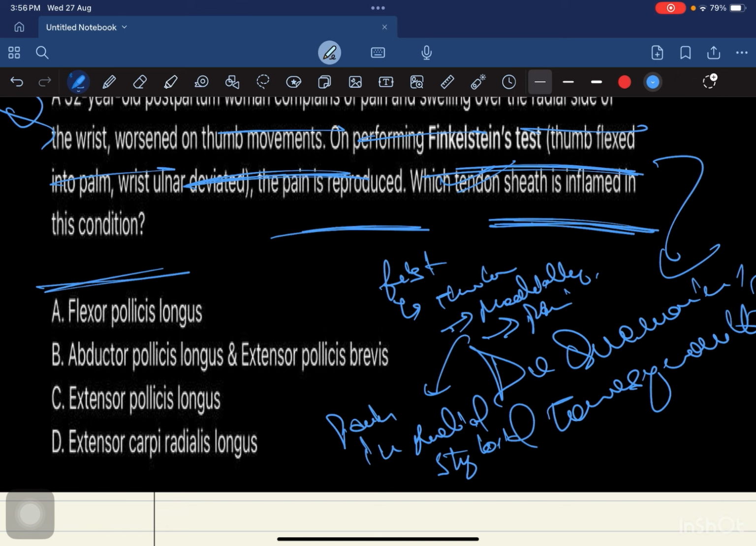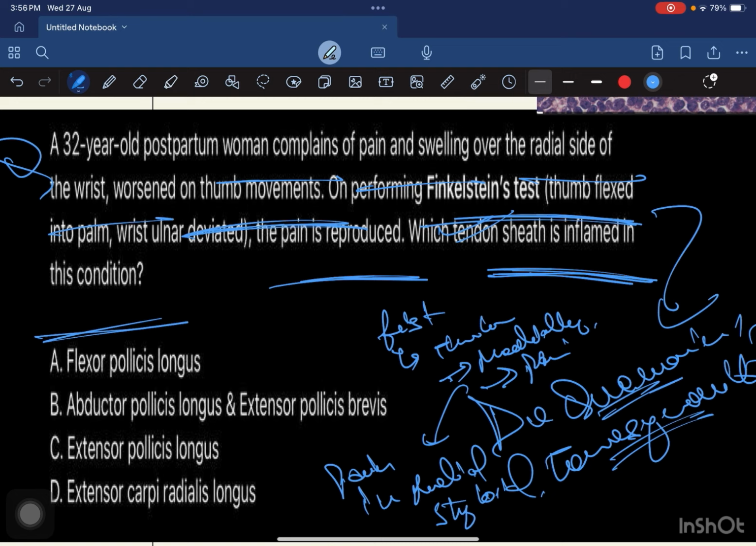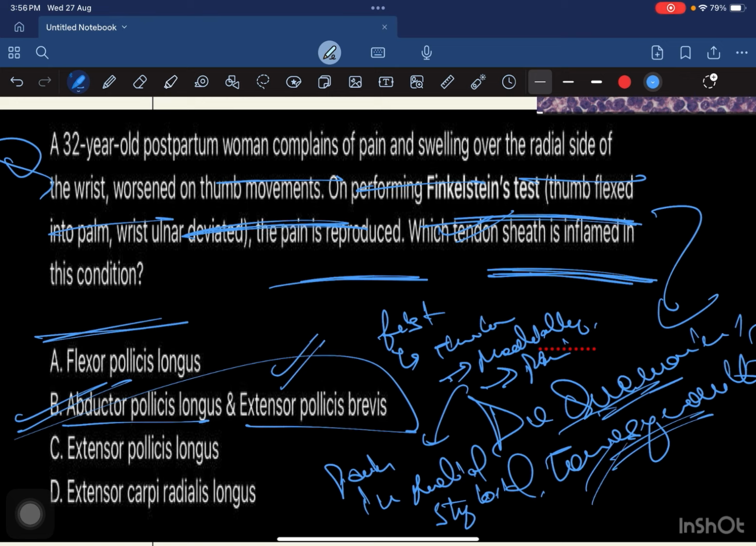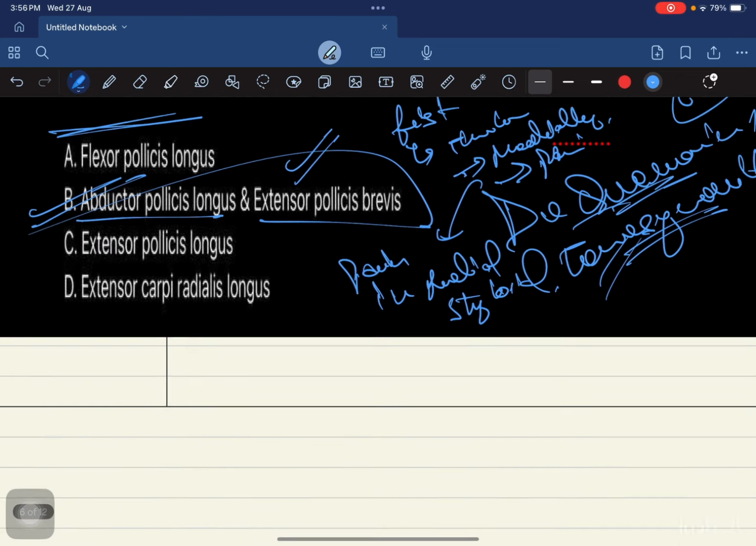So De Quervain's tenosynovitis involves inflammation of the tendons abductor pollicis longus and extensor pollicis brevis, the APL and EPB. So this is characteristic for De Quervain's tenosynovitis. And the pain and swelling over the radial side of the wrist, that is the radial styloid process, is the hallmark for De Quervain's tenosynovitis and Finkelstein's test. So this is it with this question.